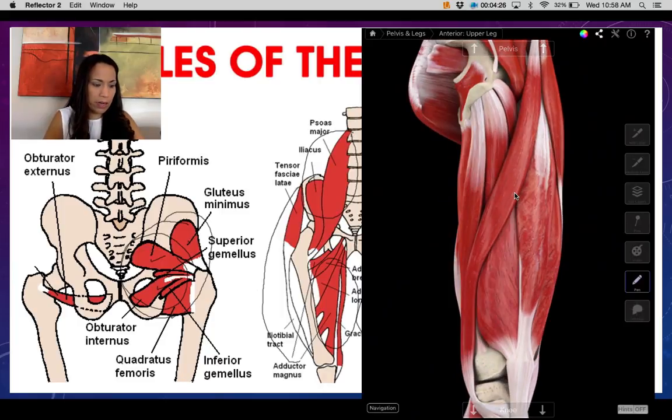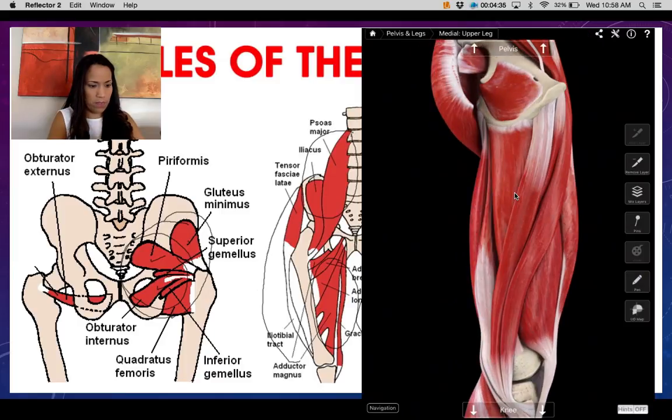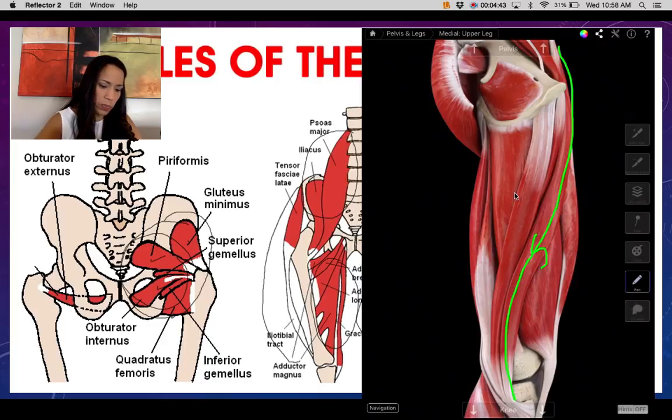What can we see in here? Let me turn it a little bit, okay, this is more medial. Again, let's identify our point of reference. That's sartorius, which means that this is rectus femoris and this is vastus medialis, right? This is gracilis, the long adductor of the thigh. And this is adductor magnus. Remember that it extends from pubis to ischium.